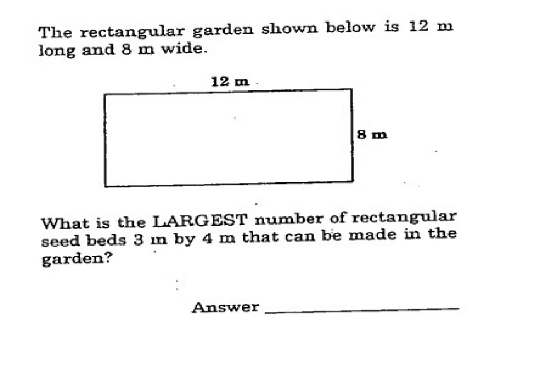So if they're asking us what is the largest number of rectangular seed beds, 3 meters by 4 meters, that can be made in the garden, what they're asking us to do is take this rectangle and figure out what is the area of that rectangle, right? So we need to figure out how big the plot of land is. That's the first thing the farmer needs to know.